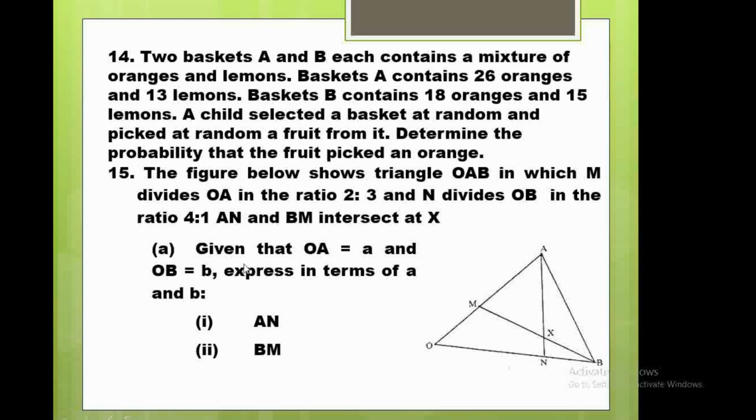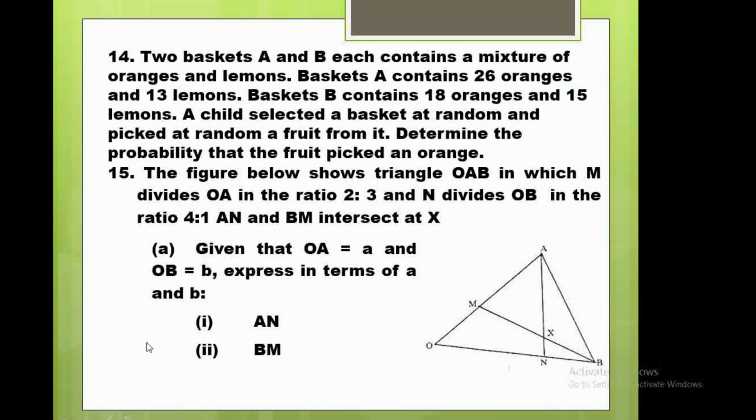Part A, given that OA is vector A and OB is vector B, express in terms of vector A and B: Roman 1, AN; Roman 2, BM. So we must have the symbol for vectors. So these are vectors.